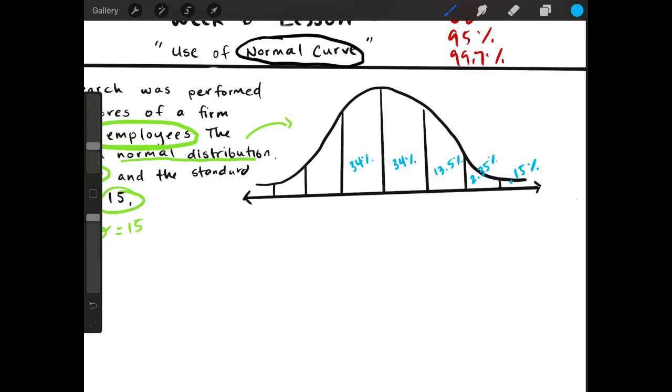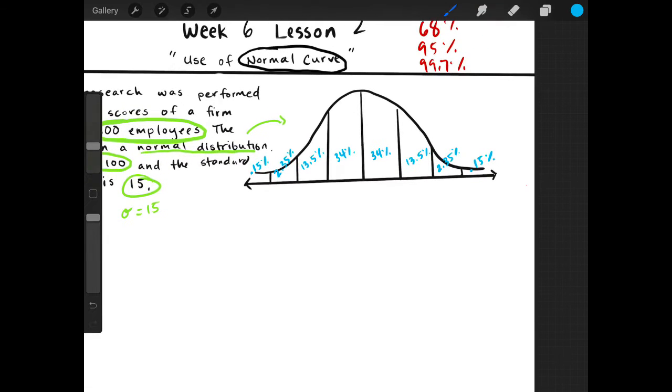And that's going to be the same on both sides: 34, 13.5, 2.35, and then 0.15%. The easiest way to check that is to whip out your calculator and make sure that half of it adds up to 50. I'm going to do that real quick here. 34 plus 13.5 plus 2.35 plus 0.15, and yes, that does give us 50. So check, we put the percentages right.